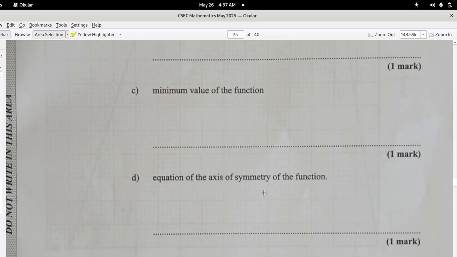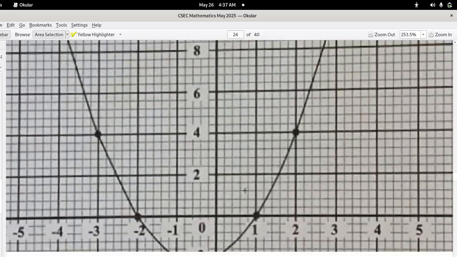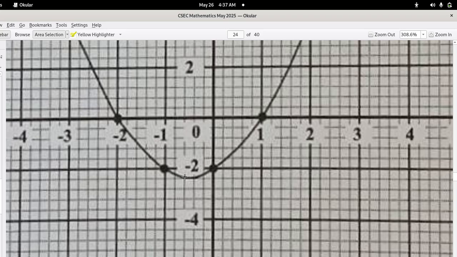The equation of the axis of symmetry of the function. You can write it down directly from the graph. Now the minimum value, you can see it halfway between negative 1 and 0. Between those, you have 1, 2, 3, 4, 5 divisions. From 0 to negative 1 would be 1 centimeter, so each small division is 1/5 of a centimeter. 1/5 is 0.2.